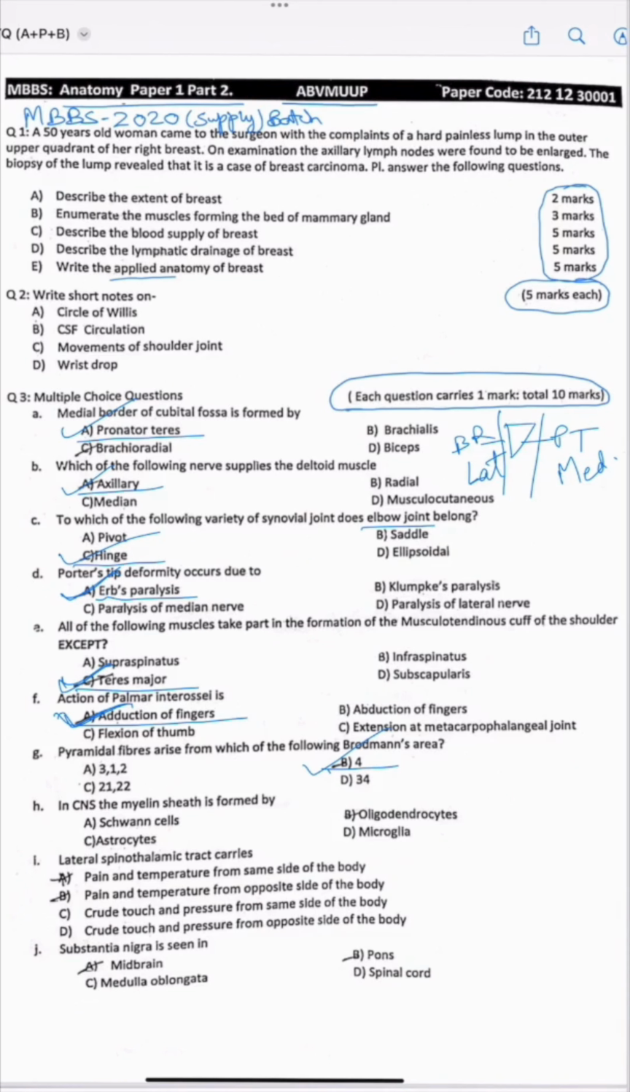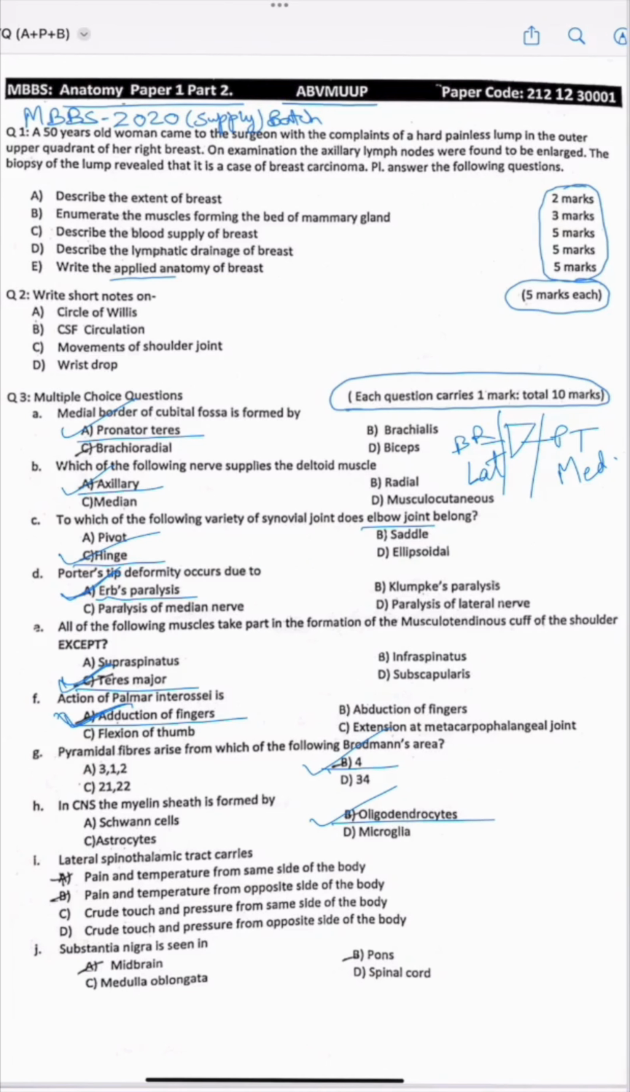Question number 3H. In the CNS, the myelin sheath is formed by Schwann cells, oligodendrocytes, astrocytes, microglia. So remember, Schwann cells form the myelin sheath in peripheral nerves, while oligodendrocytes form the myelin sheath of the axons within the CNS. So the answer here is B, oligodendrocytes.